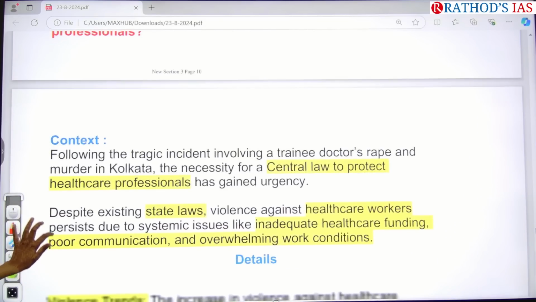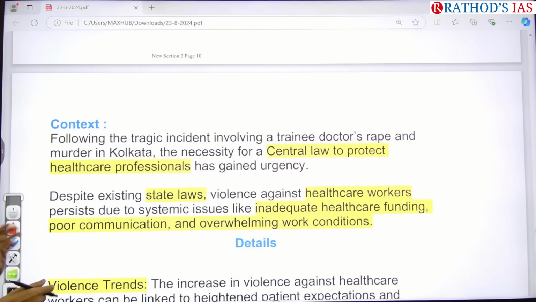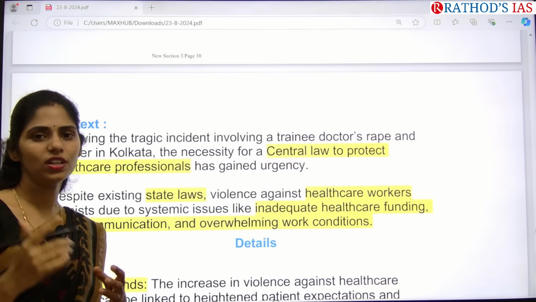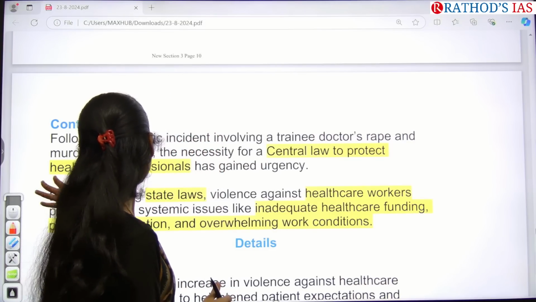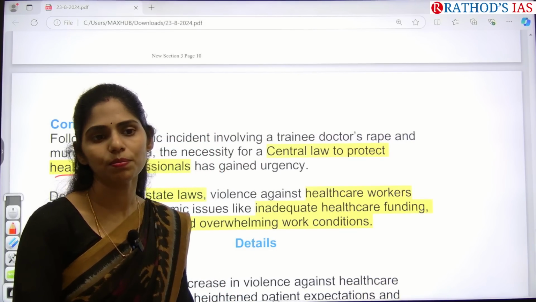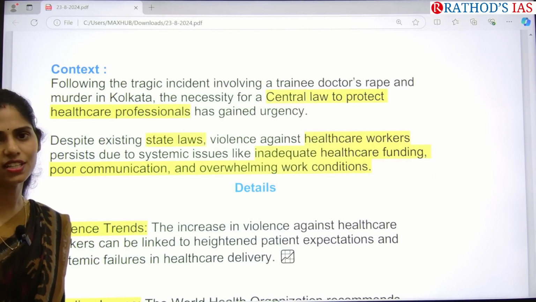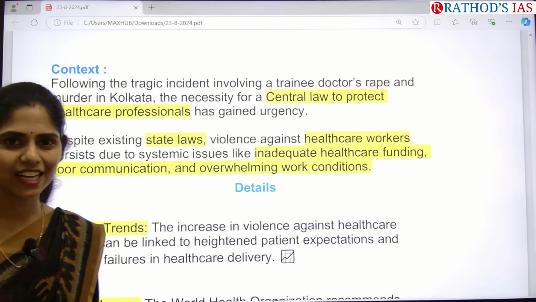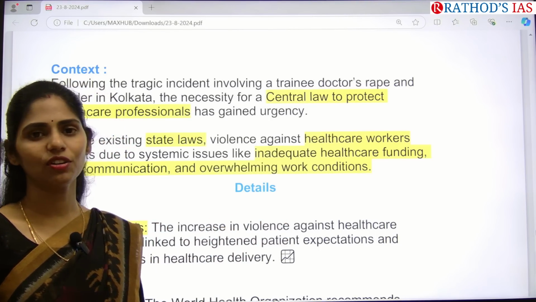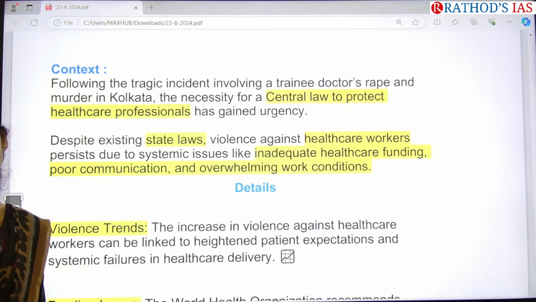Okay, so this article is saying that following a tragic incident involving the rape and murder of a trainee doctor in Kolkata, the West Bengal state government is asking the center to come up with a central law to protect healthcare professionals. It is very important now. Even to protect healthcare workers, the states have their own laws. But the problems with state laws are inadequate healthcare funding, no proper communication, and doctors being overburdened with work.